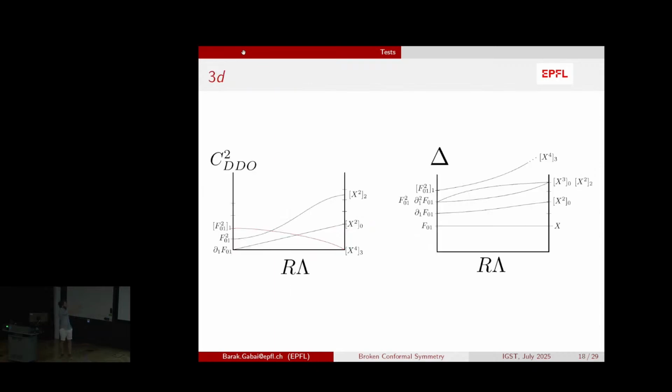This is in 4D. This is kind of how it should roughly look in 3D. So these are just impressionistic paintings. It's not any result.